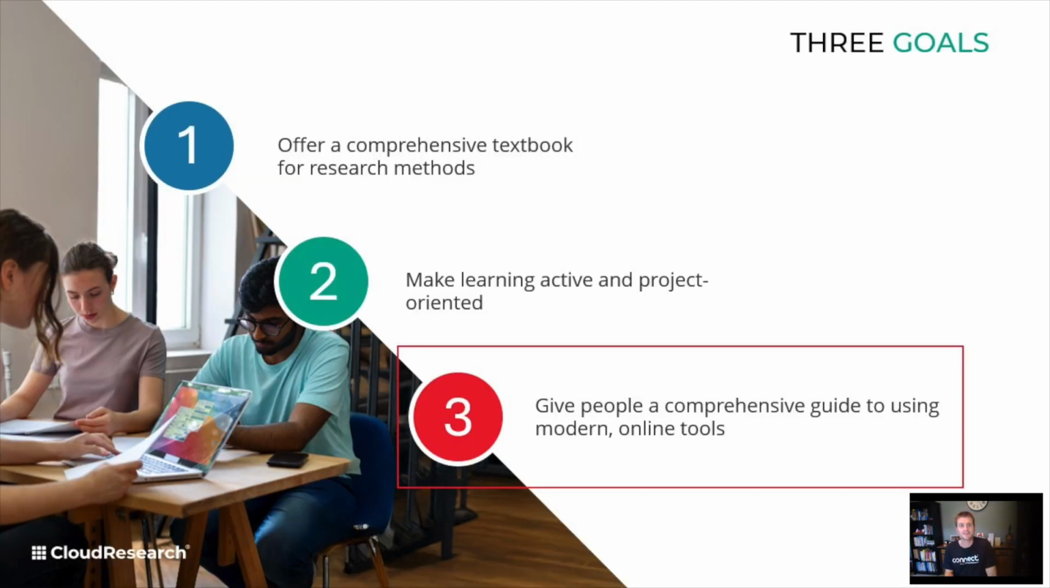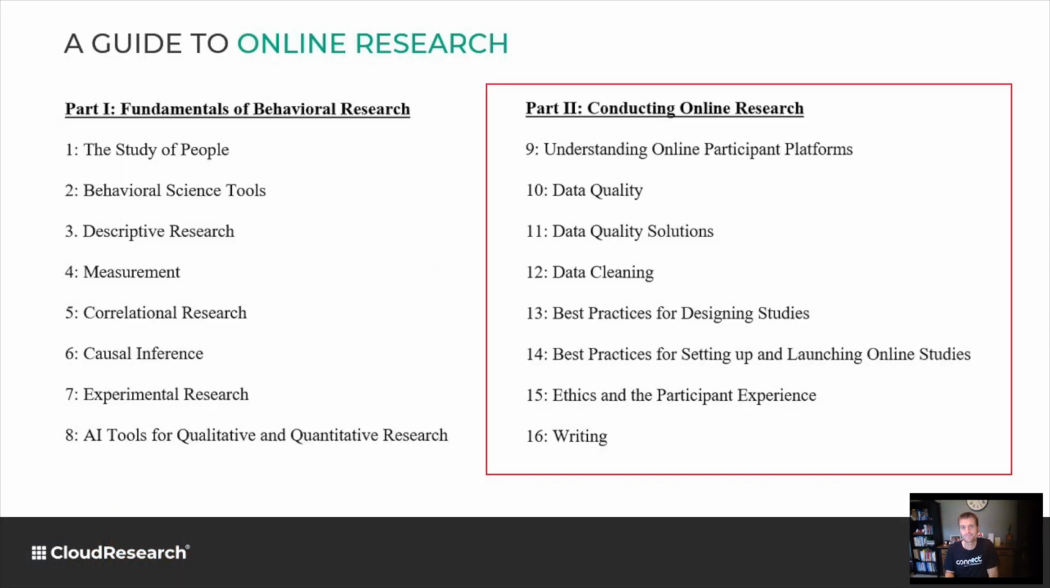All right, and so finally, let's turn to the third goal of this book, which is to give people a comprehensive guide to using the modern tools that are common in online research. Here again is the table of contents. You can see that after students learn about the fundamentals of behavioral methods in part 1, part 2 guides people through conducting online research studies. And this section is completely unique for a research methods textbook. For the first time, there's an easily accessible guide that actually teaches people how to conduct online studies.